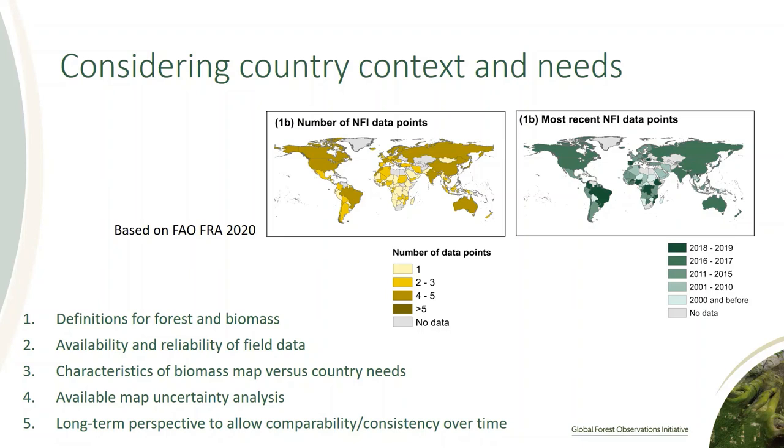Is it more for verification purposes, or do I really want a more spatialized greenhouse gas inventory? I really need to provide better estimates and understand areas better. That determines a lot about how this integration can be done. Understanding the uncertainties, for both the plot and the map data, is an important consideration. And of course, integrating with national-level processes always has to have some kind of long-term perspective.